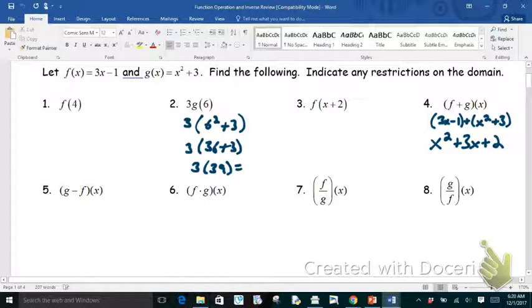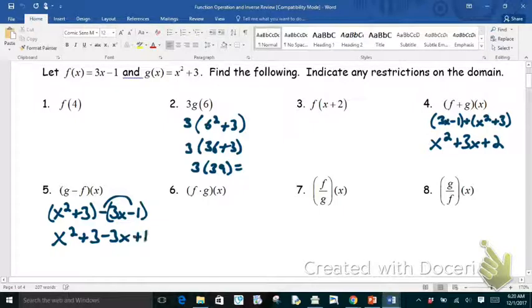And so I wanted to talk about this in hopes that you would kind of see the pattern if we are subtracting. Our g of x will go first, and so we'll say x squared plus 3 minus our f of x, which is 3x minus 1. In this case, we do need to distribute the negative sign, so we'll have x squared plus 3 minus 3x. When we distribute this here, we end up with plus 1. And so x squared minus 3x plus 4.